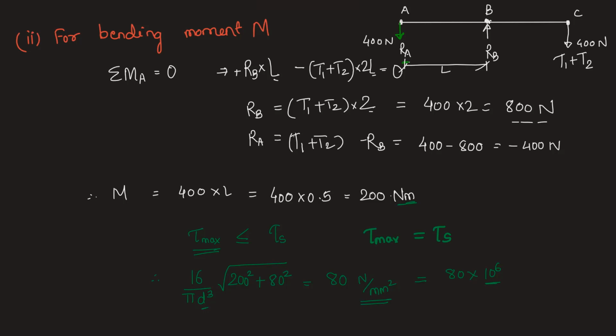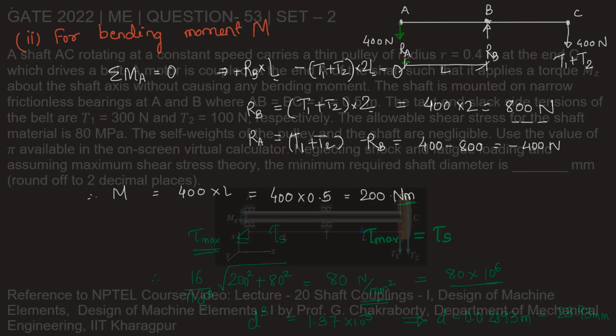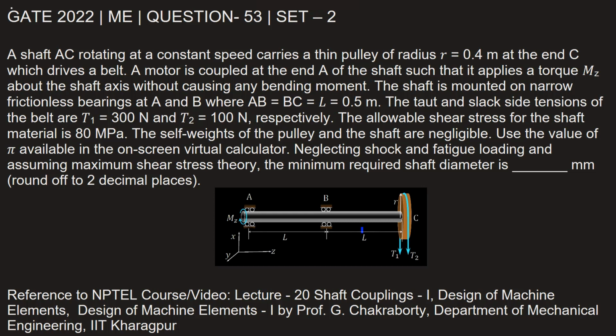Now rearranging this will give us the value of d cube. d cube will be equal to 16 under root 200 square plus 80 square by pi divided by 80 into 10 to the power 6. This gives us the value of d cube as 1.37 into 10 to the power minus 5, and taking the cube root on both sides will give us value of d as 0.02393 meter. We need to multiply this with 1000 to convert this to millimeters, will give us 23.93 millimeters. Let's go back and fill in this answer. So the minimum required shaft diameter is 23.93 millimeter.